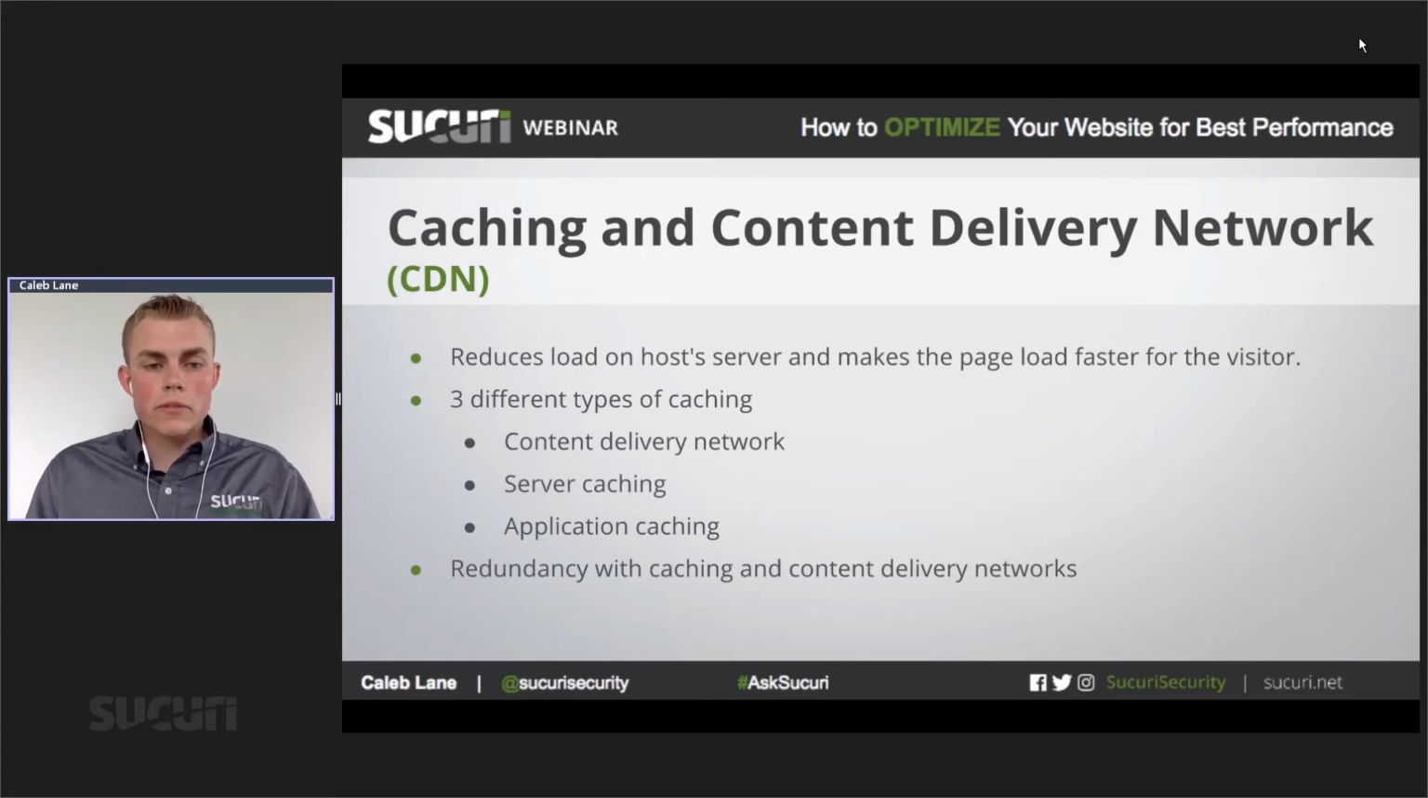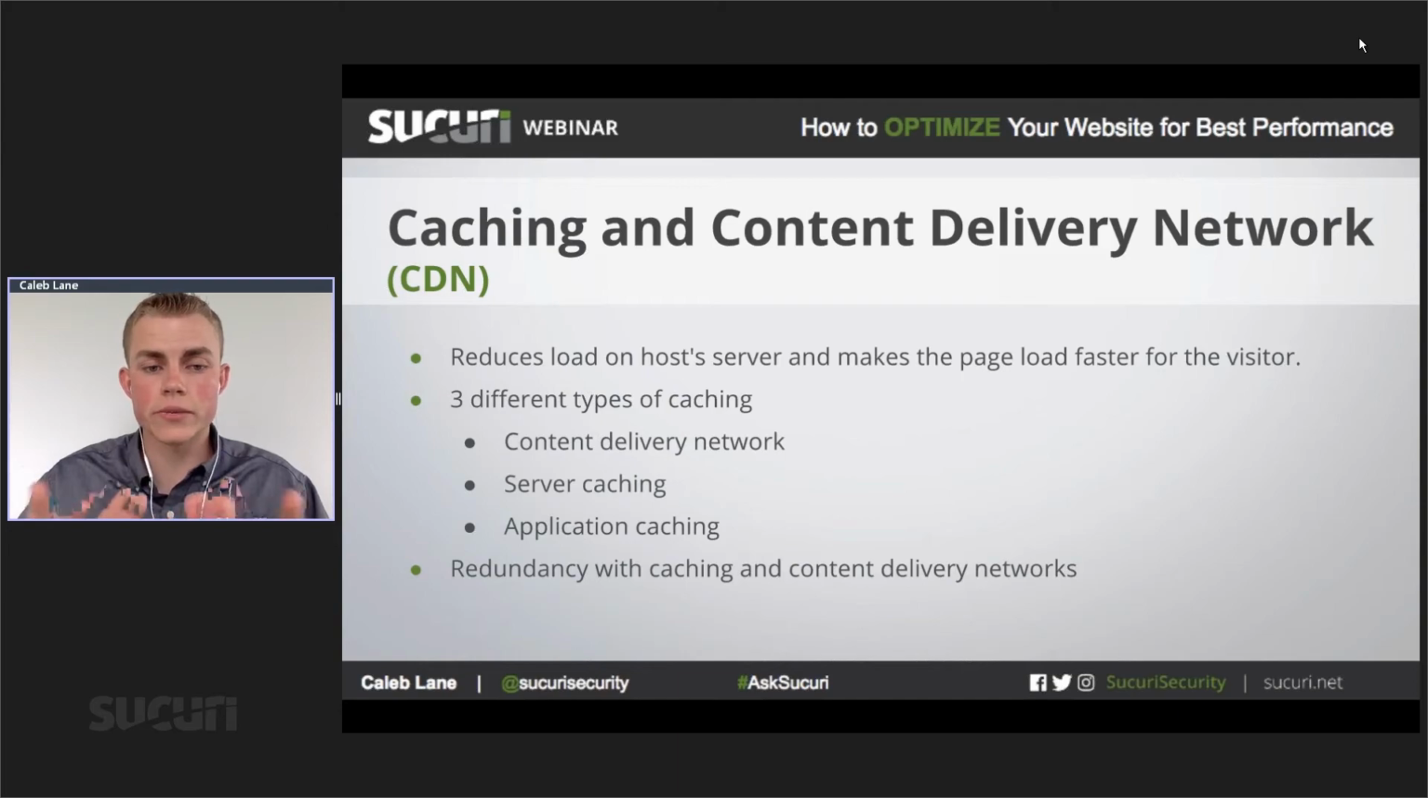Now, when talking about performance as a whole, I focused on those other areas at first because they aren't often as talked about, while they are still very beneficial and key parts of optimizing your site for performance. The two, I would say, most talked about ways to optimize your site for performance are caching and content delivery networks, often referred to as CDNs. Basically, what caching and content delivery networks accomplish is they generally reduce the overall load on the host server, and they also make the page load faster for the visitor.